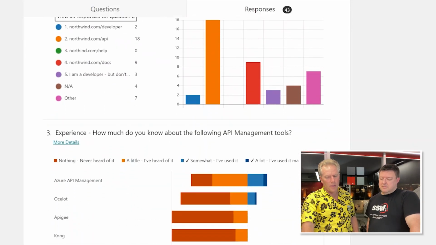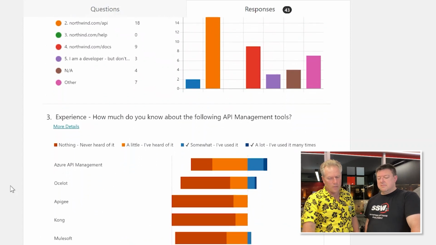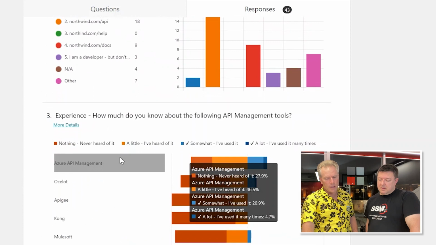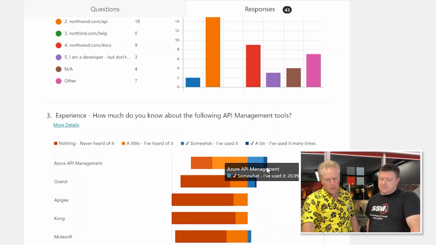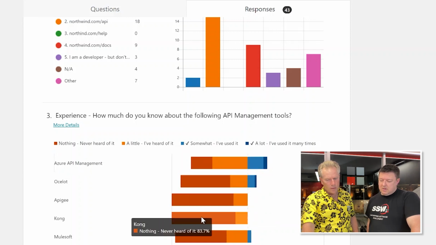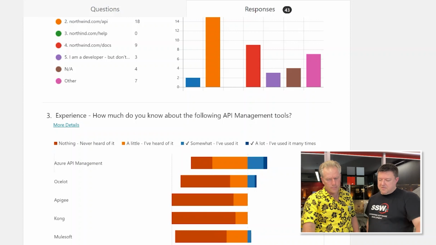There you go. Now, which of these API management tools do they like or do they know the most of? You can see that it's API Management from Azure. Yeah, it's got the big share there. And you can see it's moving right more. So used it a lot is the dark blue, which is the one. The others they haven't really heard of too much. A little bit of MuleSoft there. Interesting. Yeah, a little bit, yes.